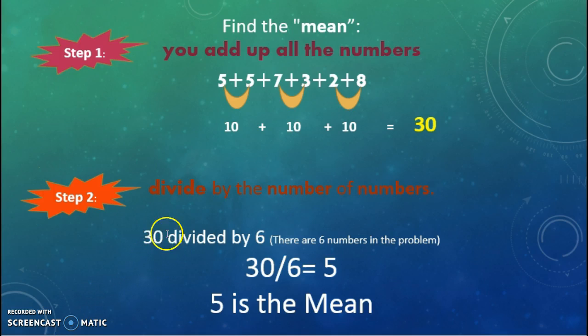So I take my 30, my answer to my addition problem at the top, and I'm going to divide by the number of numbers. If I count what I have up here, I've got 1, 2, 3, 4, 5, 6 numbers. I'm going to divide my 30 by 6. 30 divided by 6 equals 5. So 5 is the mean, or the average, of the numbers.